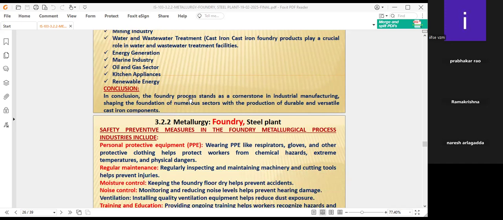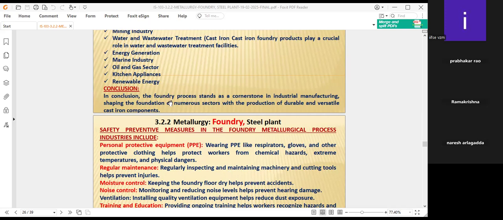Conclusion: the foundry process stands as a cornerstone of industrial manufacturing, shaping the foundation of numerous sectors with the production of durable and versatile cast iron components. Because we can get whichever shape we want. For example, spoons, cutlery, knives and all these things we can prepare, whatever the customer finds attractive, definitely it will be worthwhile.